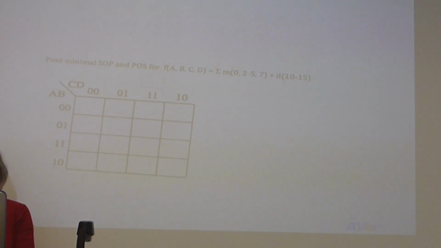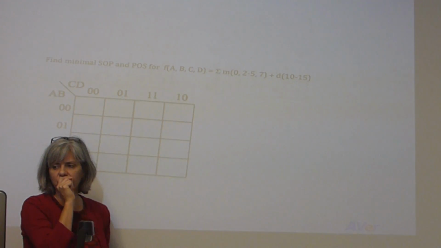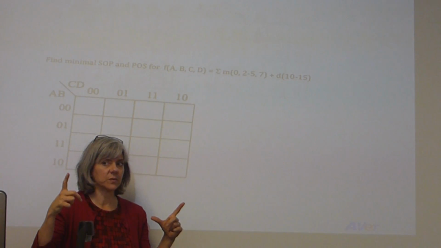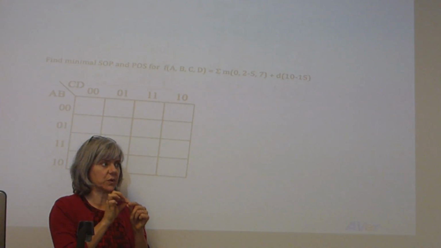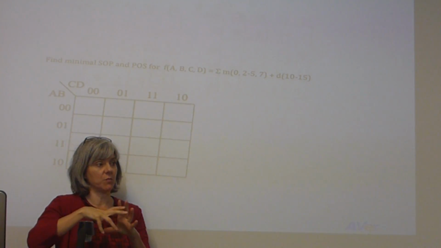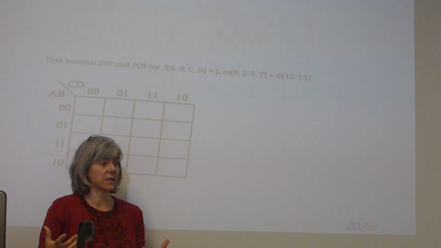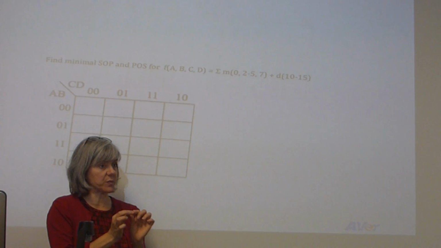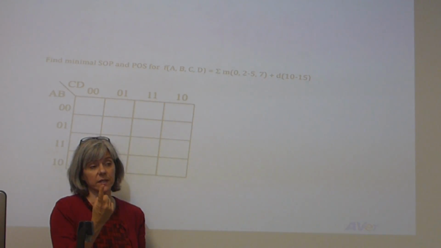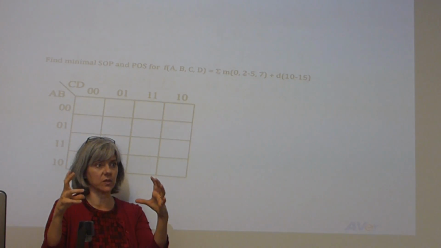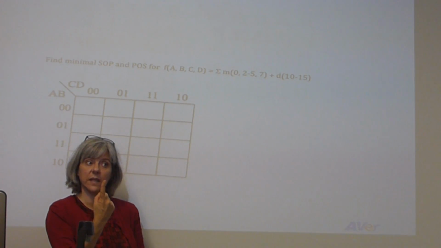So a couple things I want to say first. The bigger the group, the smaller the variable term, right? Because the bigger the group, the more combinations are included, the more variables don't matter, so what's left gets smaller and smaller. So in a group of 8, there's only one thing that stays constant. The 8 combinations are combinations of 3 variables, there's only one left.